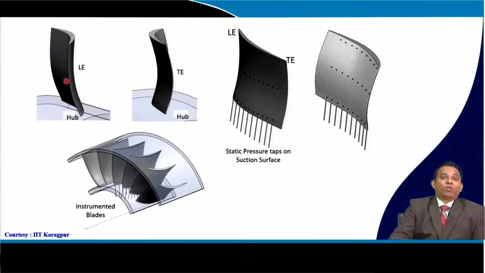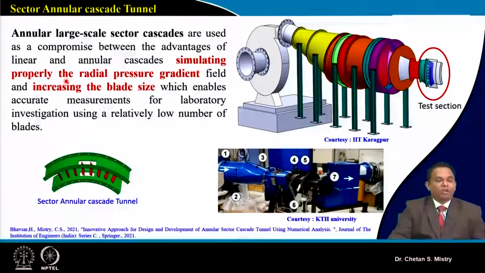When I say we are going with the annular cascade tunnel, we have discussed that based on my power requirement and my dimensions, we have a whole lot of limitations. So in order to avoid that kind of situation, people found a solution, called the sector annular cascade tunnel, in which we have a limited number of blades that we will be testing with.